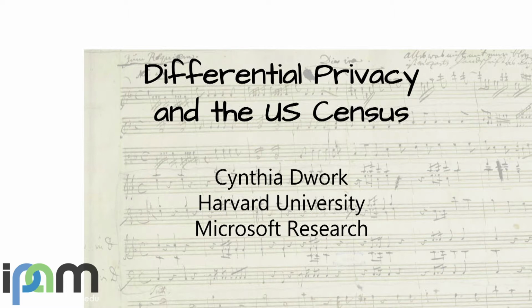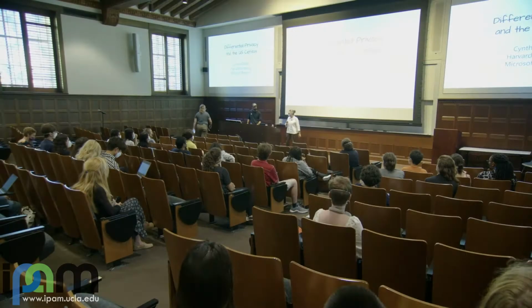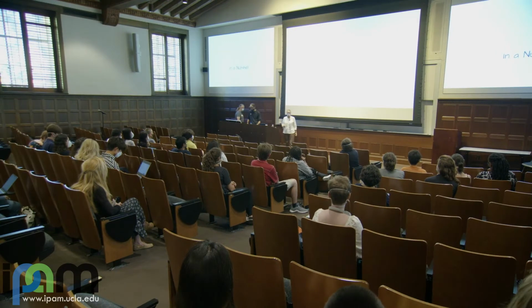I'm going to talk about differential privacy first, and I want to save a few minutes toward the end to talk about the use of differential privacy in the disclosure avoidance system in the 2020 US Census.